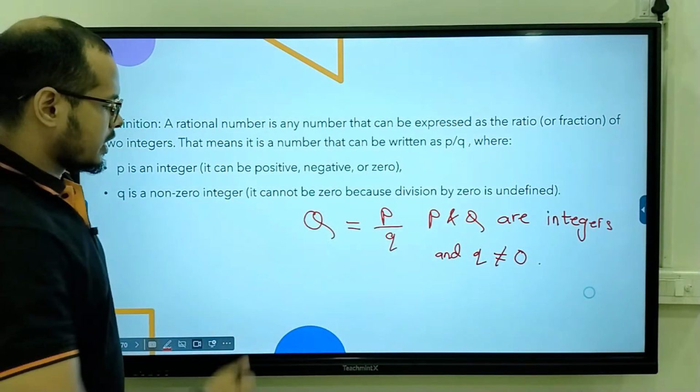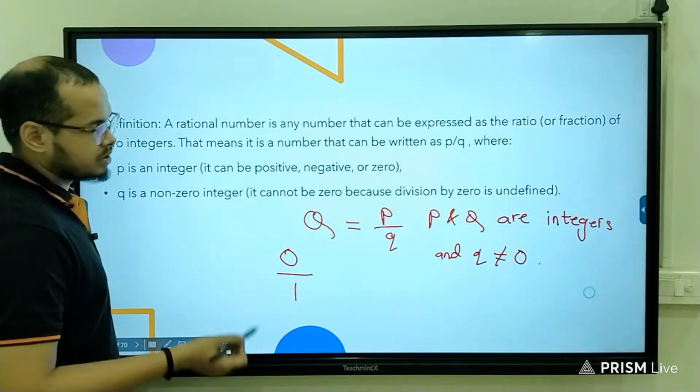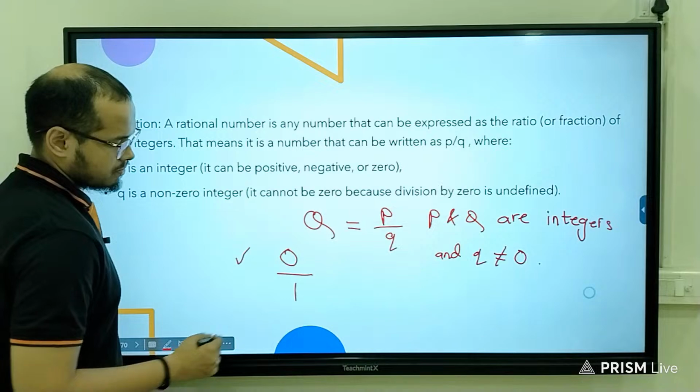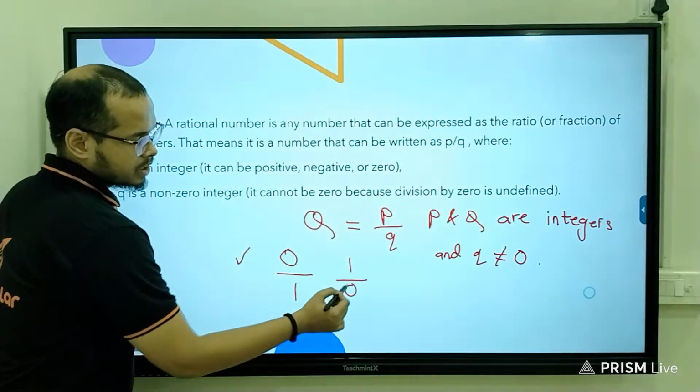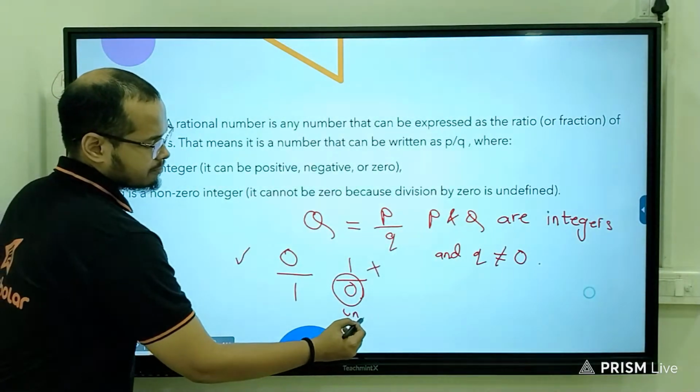If I say 0 by 1, is this a rational number? Yes, it is a rational number. If I say 1 by 0, is it a rational number? No, because when 0 is in the denominator, it becomes undefined.